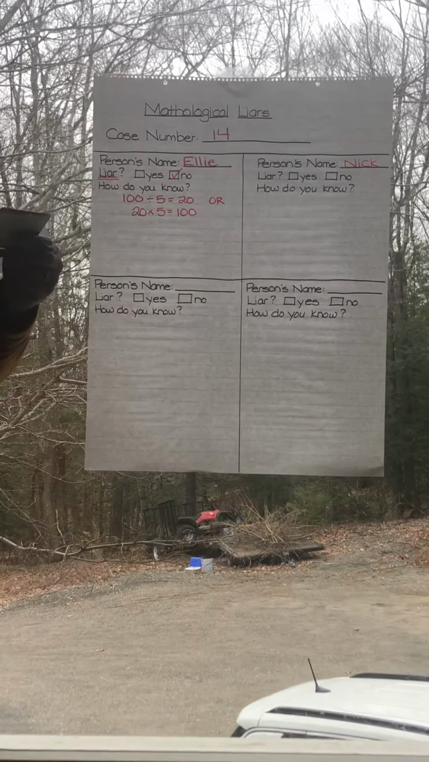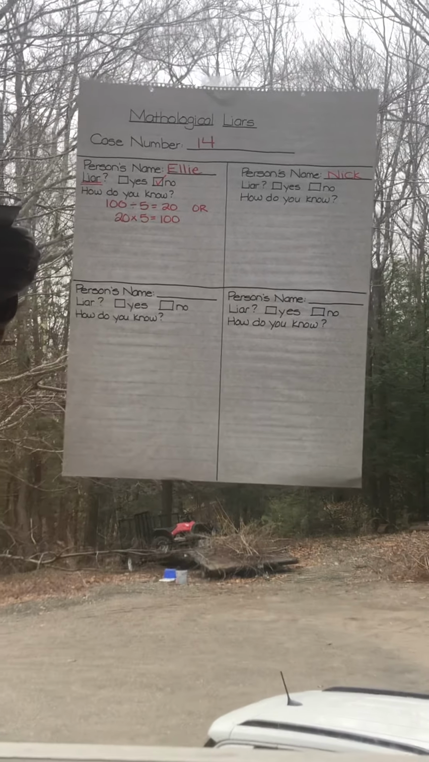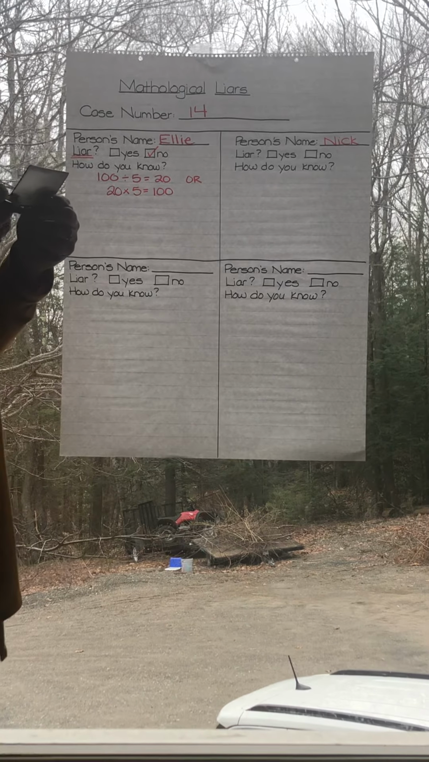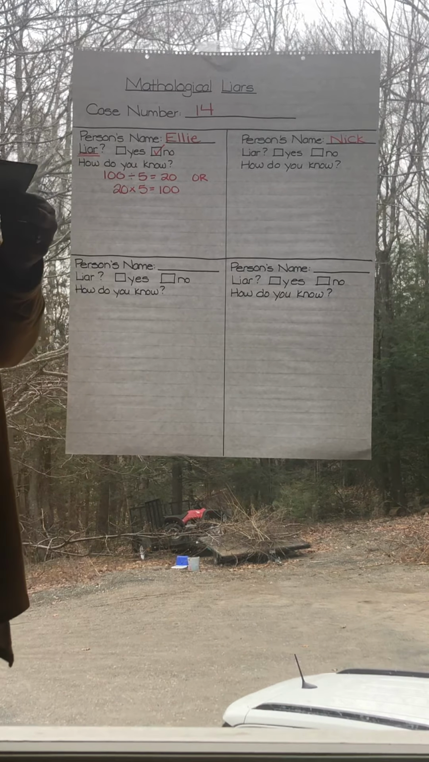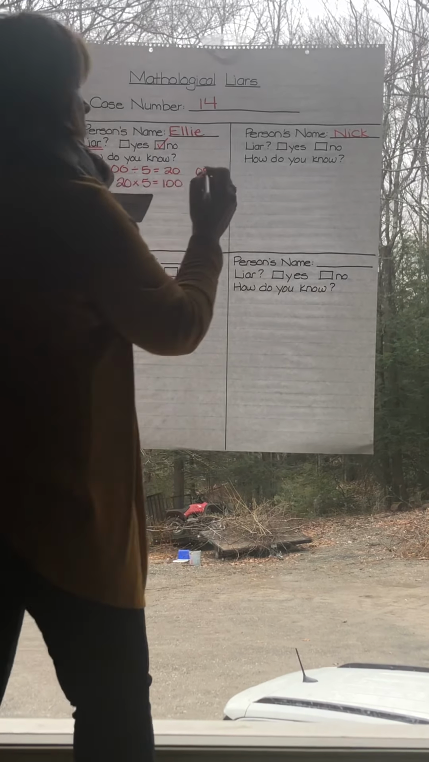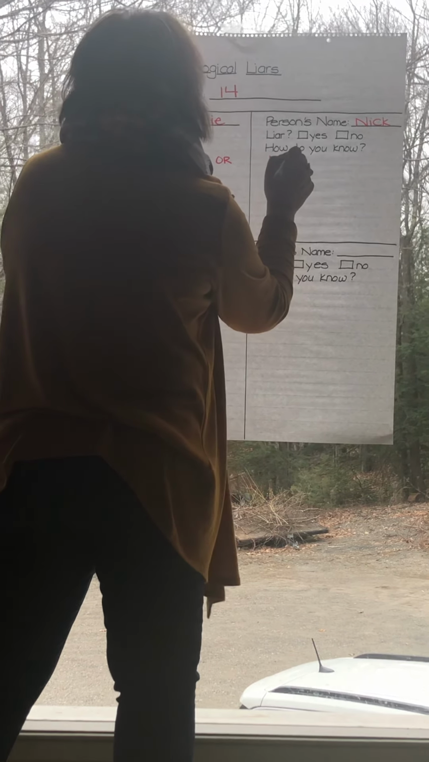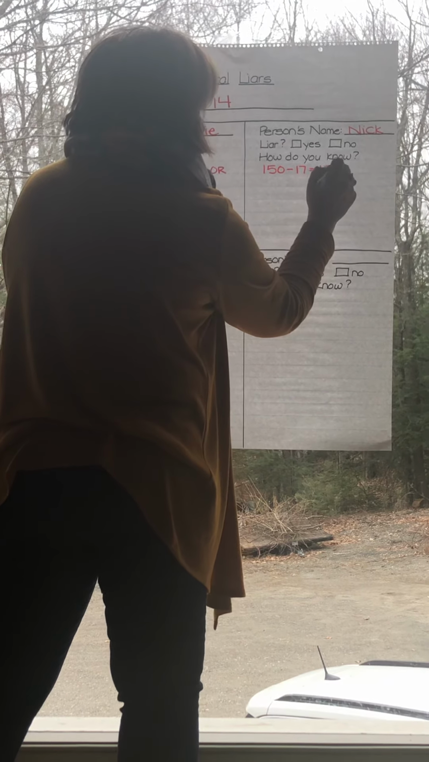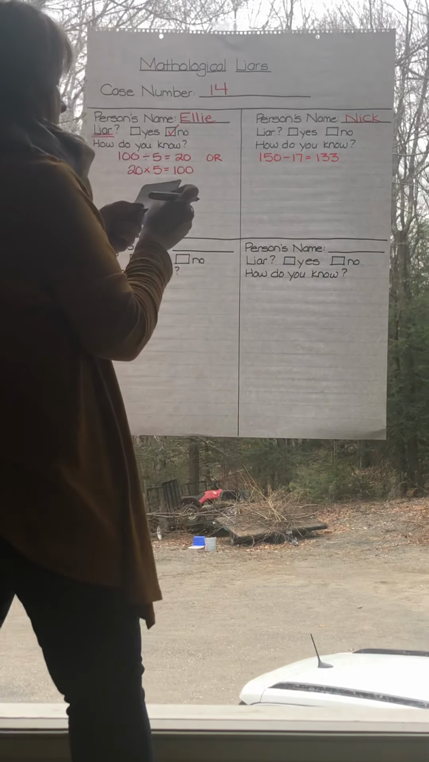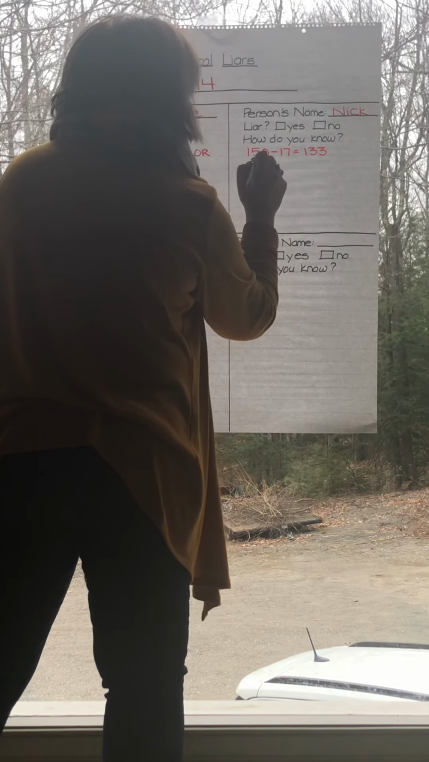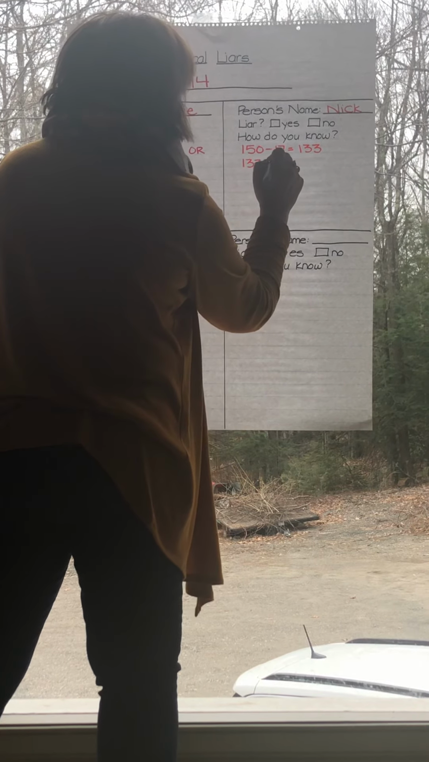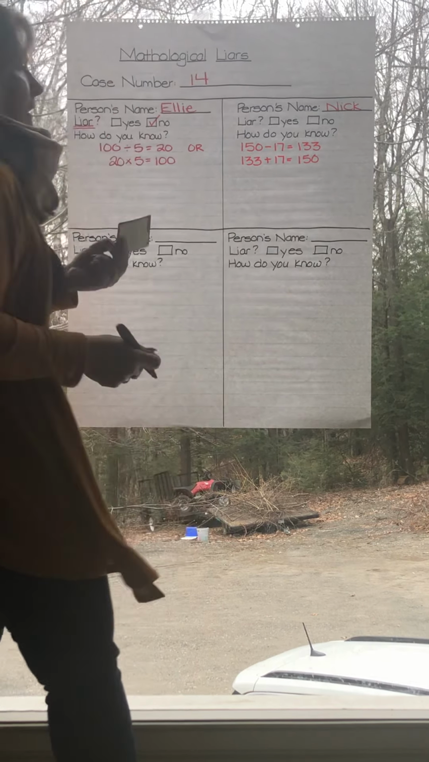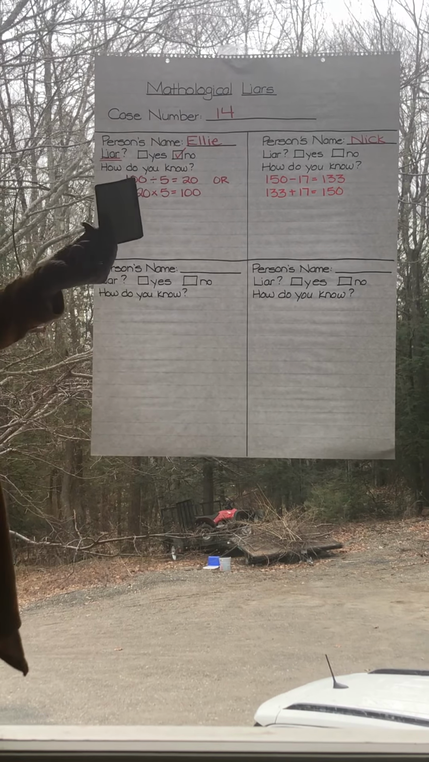Okay, Nick bought popcorn every day. There were 150 kernels in each bag. Can you guess how many kernels popped and how many didn't pop? Well, here's the clue. 150 minus 17 equals 133. Or you could say 133 plus 17 equals 150. So you have to do the math and see if he's correct.